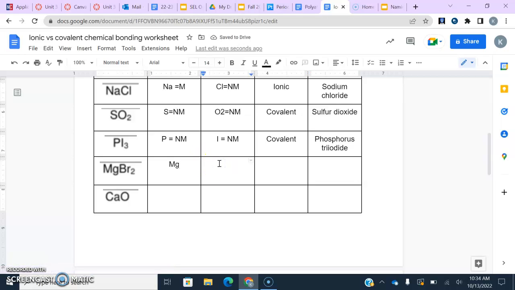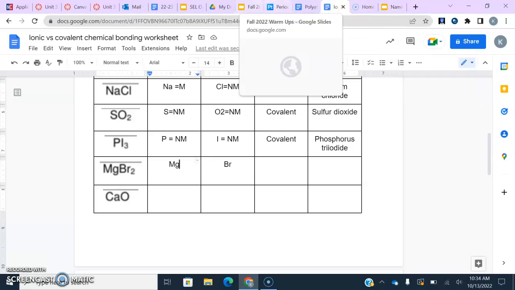Magnesium and bromine. Again, these are 2 elements because they're capital letters and they each have a lowercase. That just lets me know there's 2. There's 2 capital letters, so there's 2 elements here. So it's not polyatomic. Let's take a look at our table and find these 2.